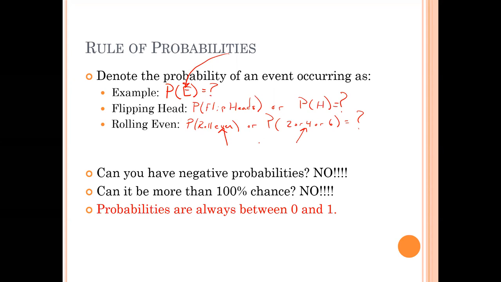Okay, I got one yes. Don't worry, we're going to work a lot of examples of this, so don't stress too much about it. Do you think you can have a negative probability? Can I say the probability of something happening is negative 0.05? No, you can't do that. And nothing could be more than 100% chance. I can't say the probability it rains tomorrow is 120%. That just doesn't make sense. So probabilities are always going to be shown as a decimal.